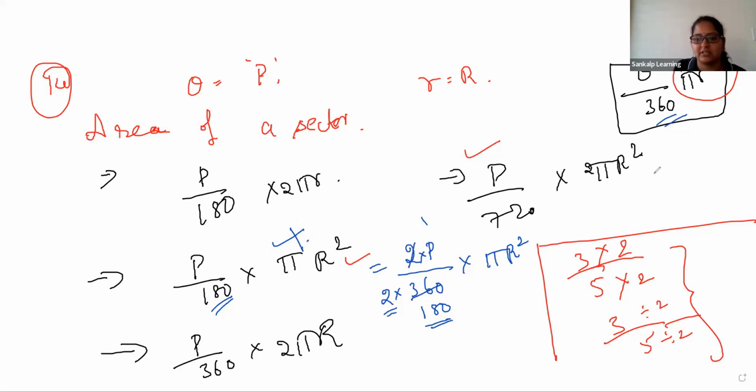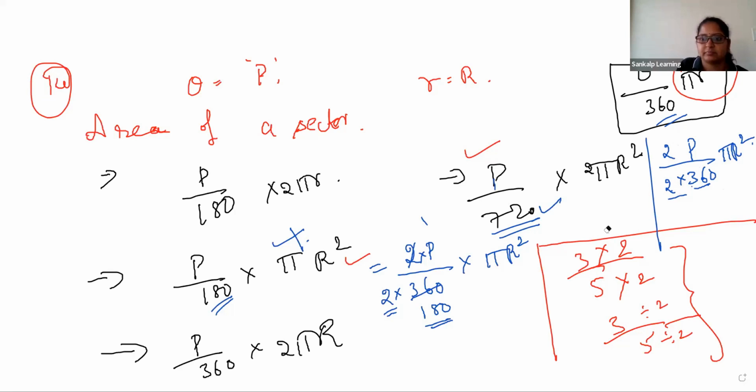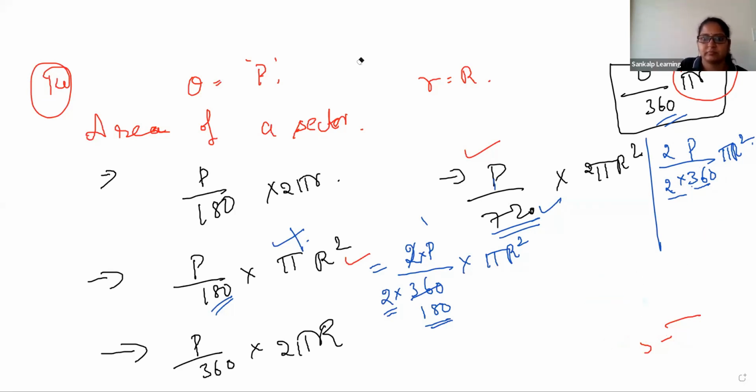Then come to this last option. So here we have 720, 360 became 720. So what might have been done? Let us see what happens if we multiply by 2 and divide by 2. Right, in place of theta I have written p, so pi r square, correct? So what they have done is 720 has come, 2 into 360. Okay, I think the answer is the last option. Okay, good, right answer.